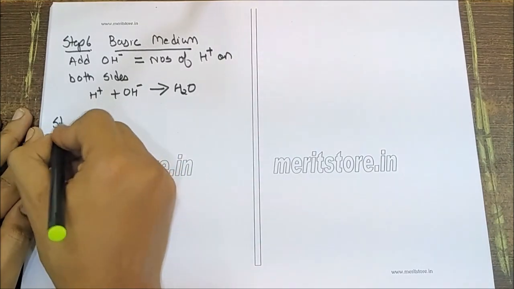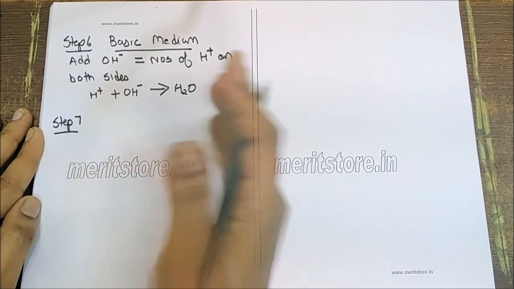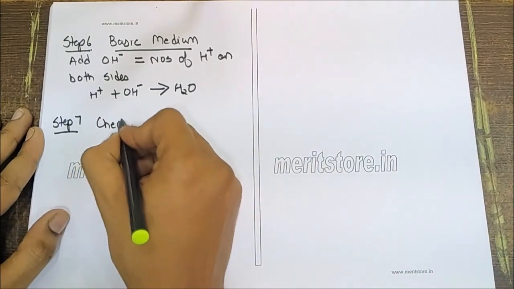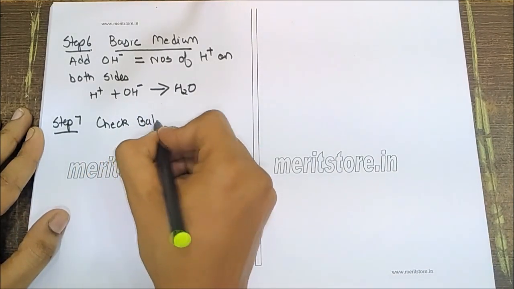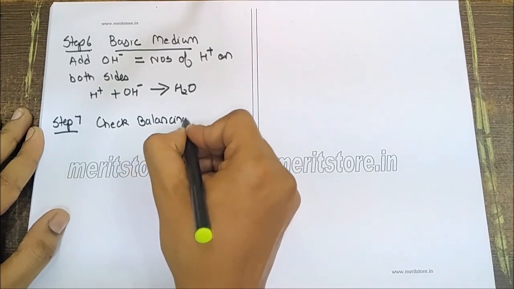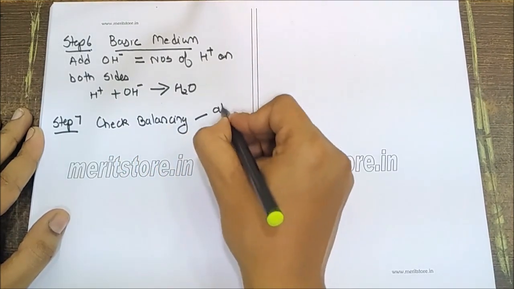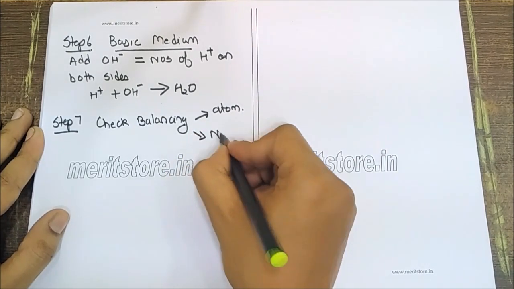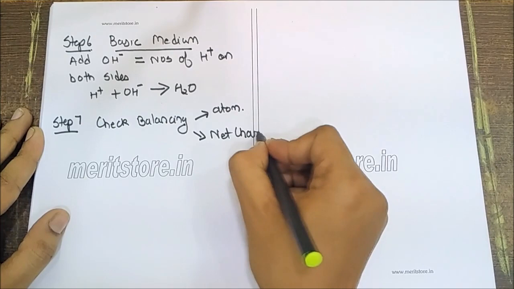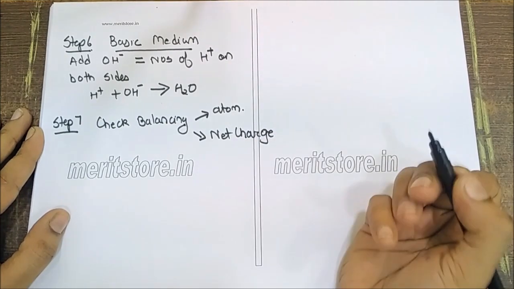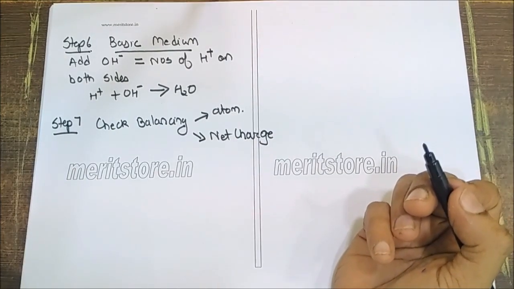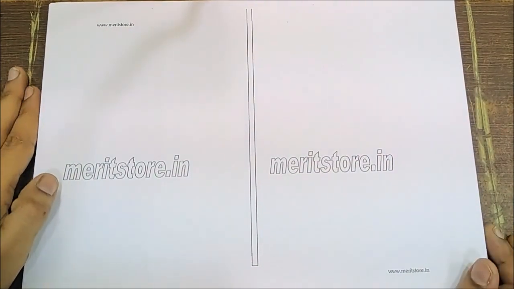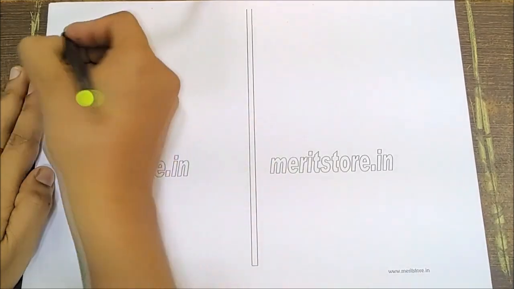Next, the last step, step 7. After you have followed the 6 steps, the last step is that you will check the balancing. You will check the balancing for atoms and you will check the balancing for the net charge. Now let's learn how to balance the redox reaction with the help of an example.